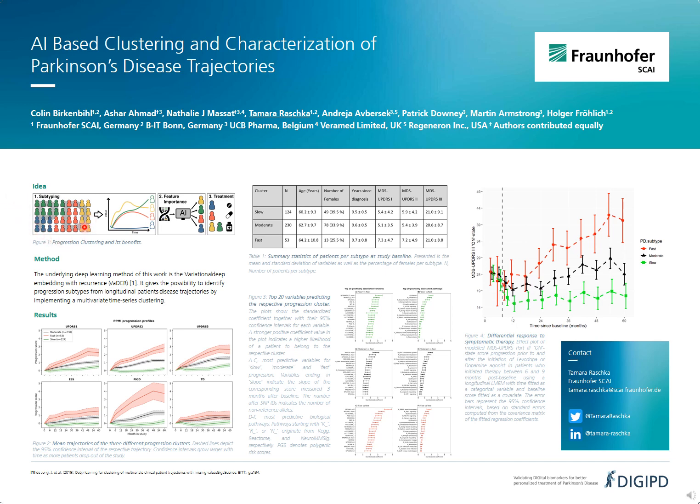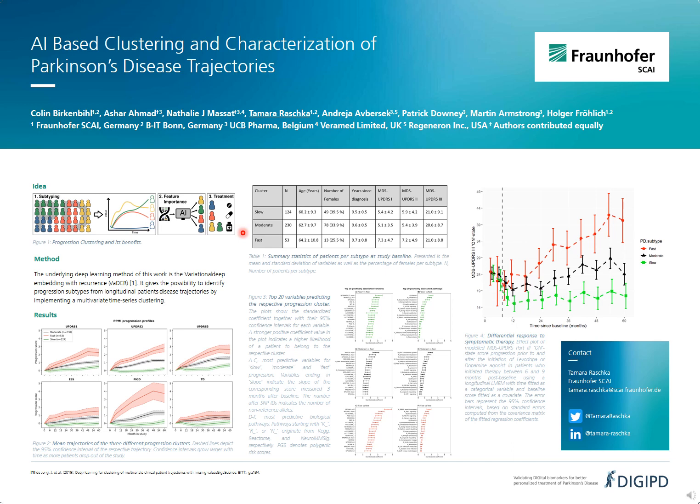So we therefore aim for a stratification of PD patients into subgroups, which are more homogeneous progression subtypes. Such a classification can then help to provide a better disease understanding and in the end also higher success rates of clinical trials.